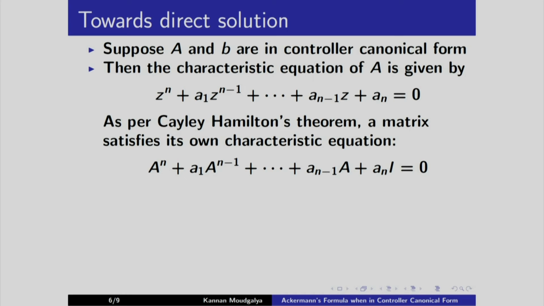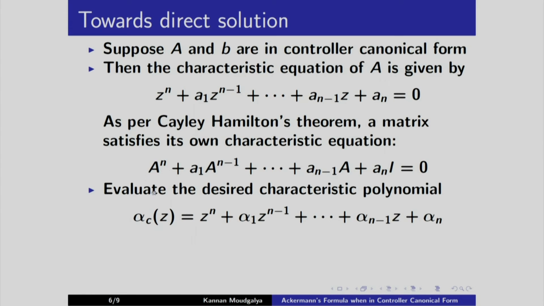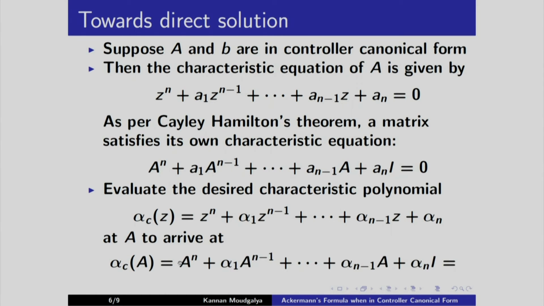Alright. So I have this expression. Now let me evaluate the desired characteristic polynomial alpha c of z, which is given here, which we might have got from the desired region analysis, at A. Let us evaluate this alpha c of z at A to arrive at alpha c of A. So that means wherever z is there we have to put A. So I get this expression.